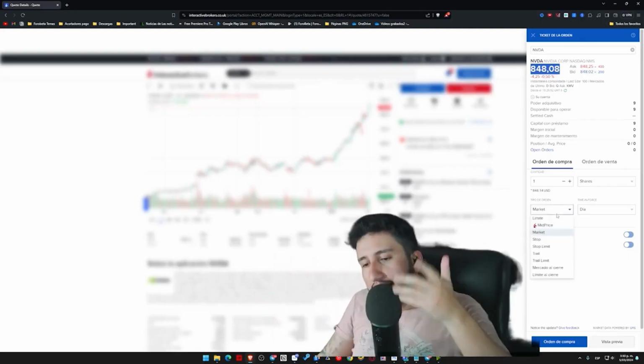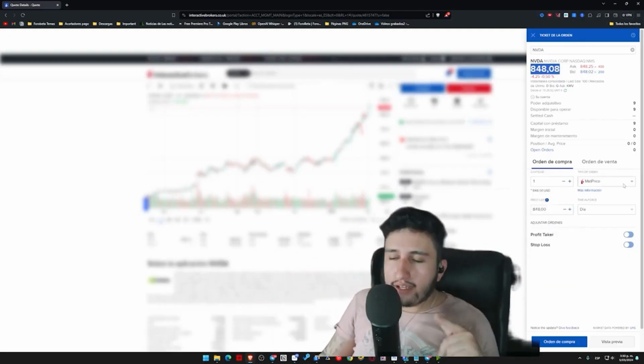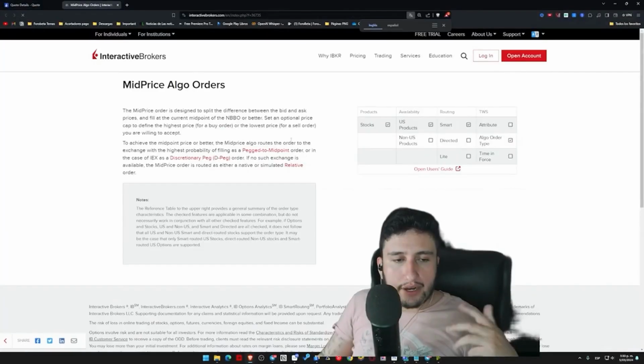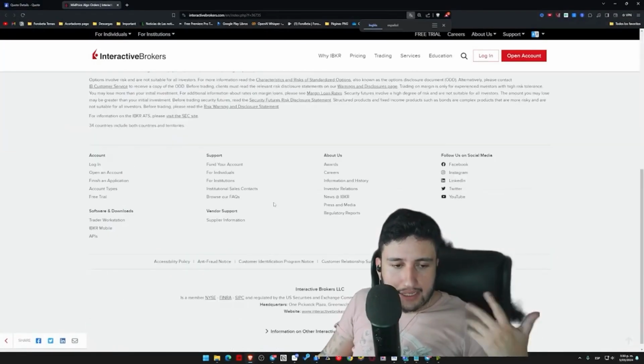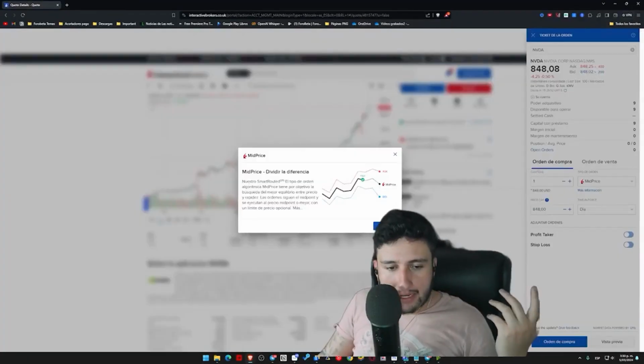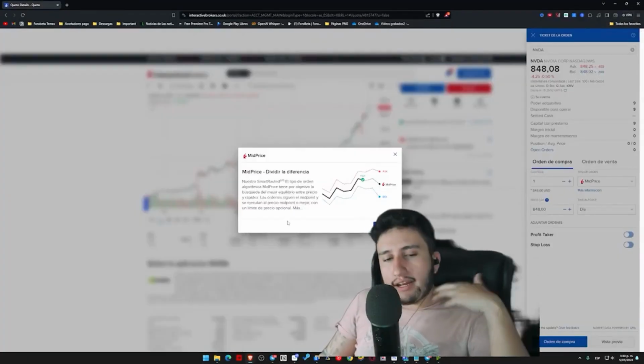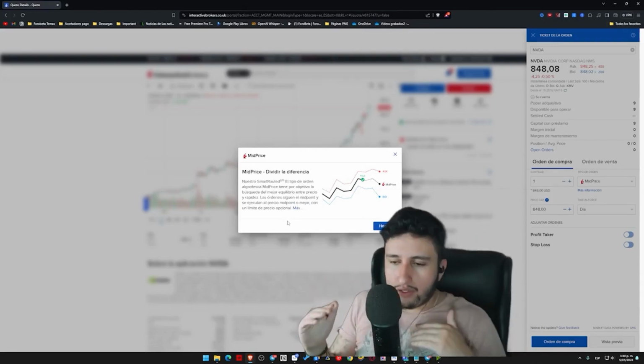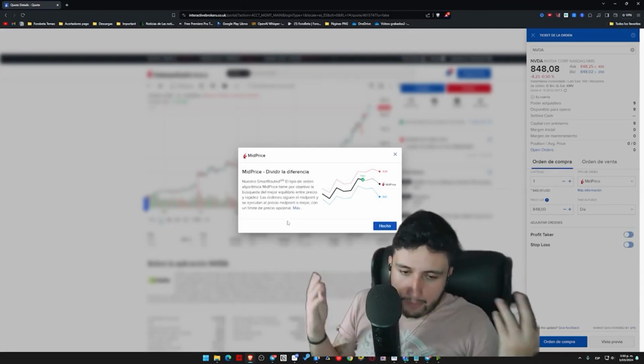Now let's move to another one, which I like about Interactive Brokers. It has one called mid-price, and the name says it all, it's the middle price. And in fact, we have the information right here, which you can read. Here it would already be in English, but if you want to read it in Spanish, you can read this little section over here. And basically, it's a tool from Interactive Brokers that helps find the best balance between speed and price, which is what it says here.